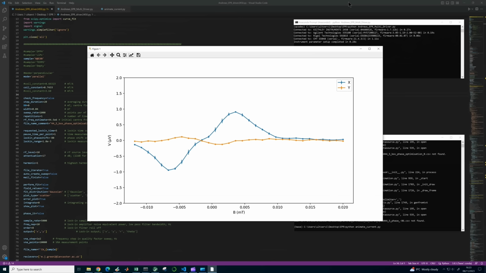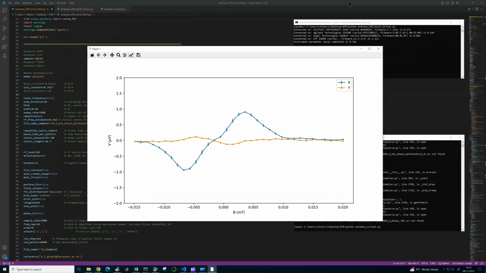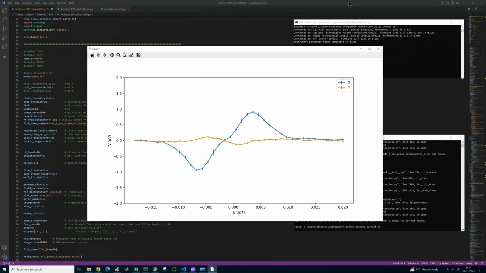So you can see two approximately symmetrical peaks at around 5 and minus 5 microtesla, which represents the absorption of this particular frequency of signal by the spin ensemble in our sample. And that is what we'd expect to see for this particular molecule.